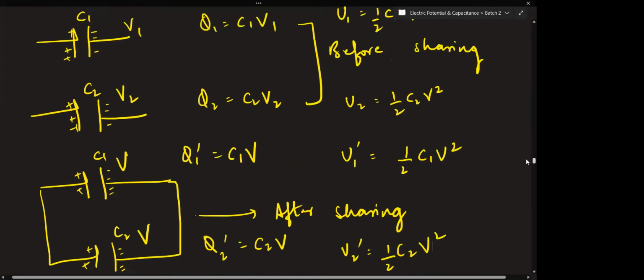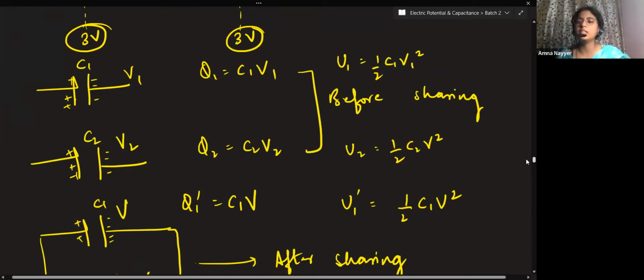All right. Now see, the initial energy is basically the sum of these two energies, no? The sum of the energies of the two capacitors before sharing. This is only your case before sharing. So before sharing, this will be the total energy.